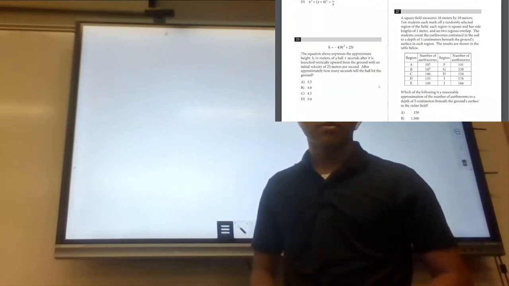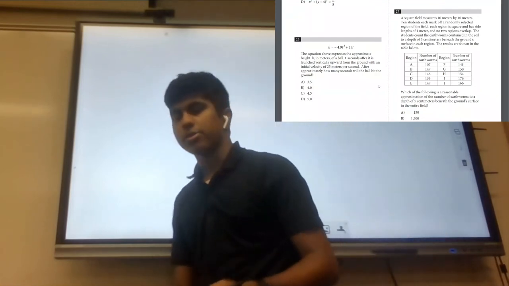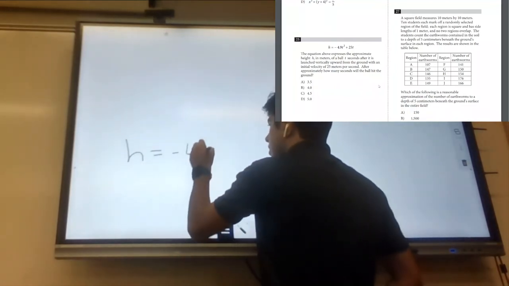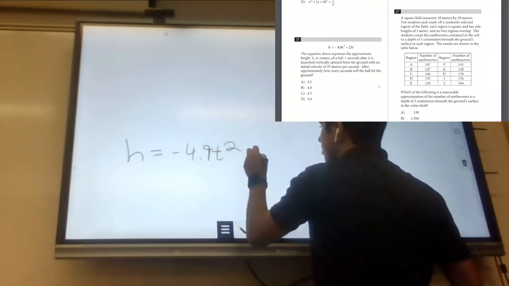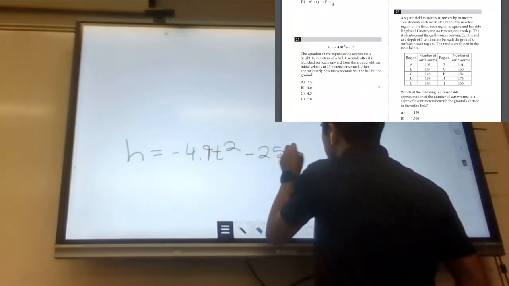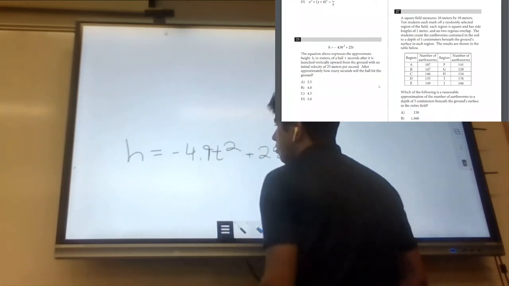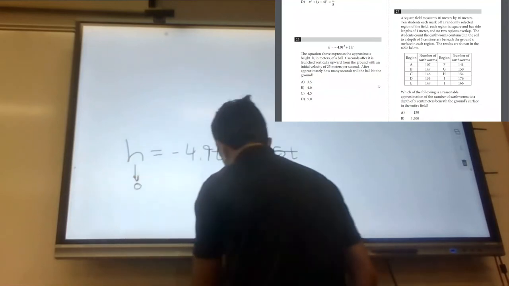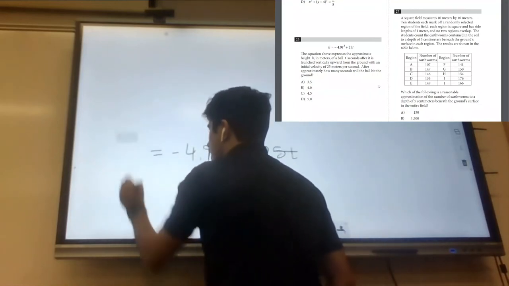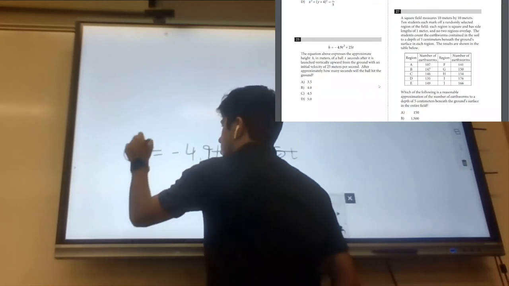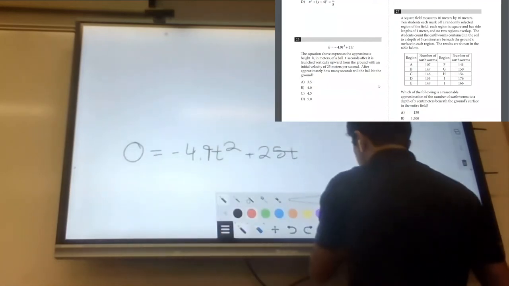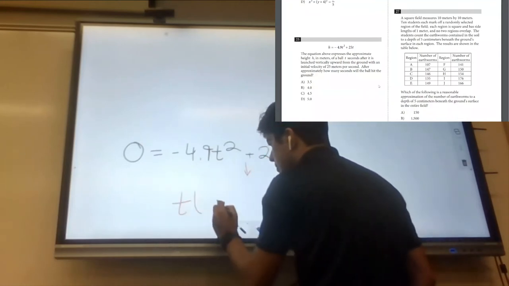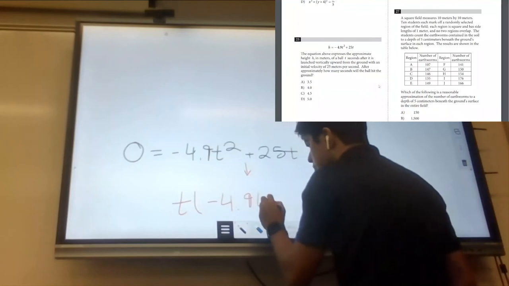Okay, so we just want to solve this equation, right? So h equals negative 4.9t squared plus 25t, sorry. Now, when the ball hits the ground, h is 0. So we really just want to solve this quadratic where this is 0. What we can do is factor this into t times negative 4.9t plus 25.